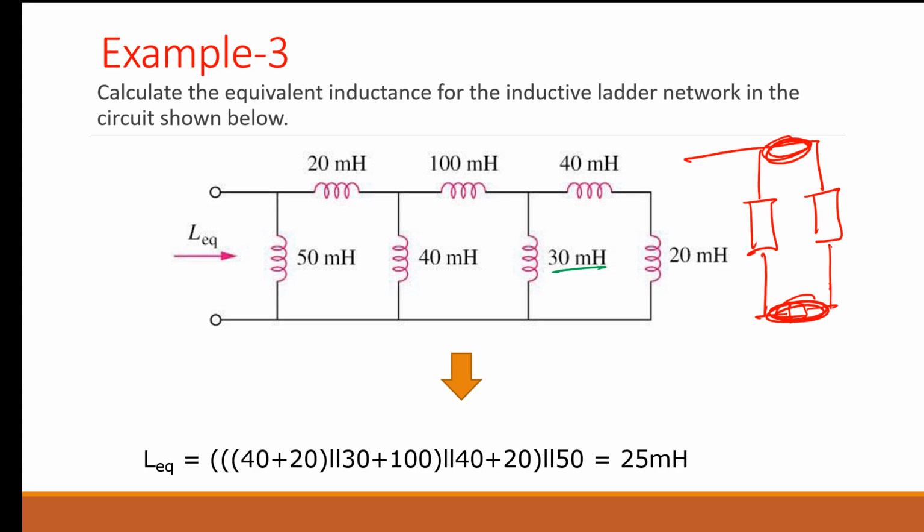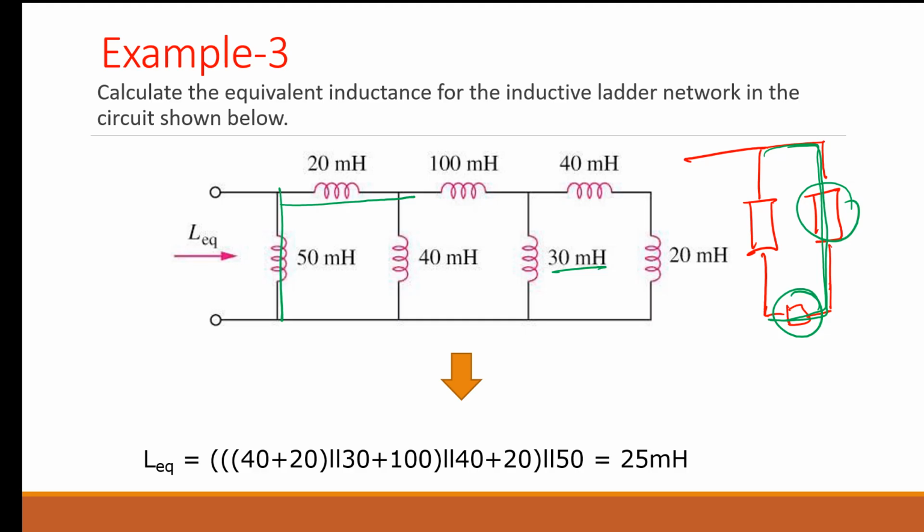In this case, if you see something like this, these two are in series with each other. This one and this one are in series. Are we good? But this one and this one are neither parallel nor in series.